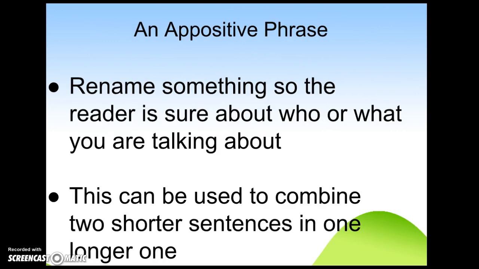You can start with an appositive. For all those of you who did Katcha last year, you remember the appositive. It's a way to show that you are absolutely positive who or what something is. So you're renaming something so that the reader is sure who or what you're talking about. You can use this effect to combine two shorter sentences into one longer one.